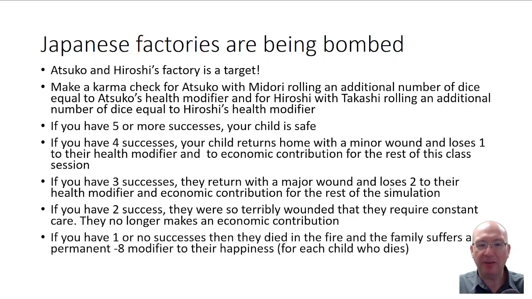And you could actually have them so terribly wounded that they require constant care. So they're basically completely disabled, so you take care of them. They no longer make an economic contribution. And then it was also possible for them just to die. And then you lose a permanent happiness modifier because your child was killed in this way. So there were all these different events, and it's easy to think of various events you could have.